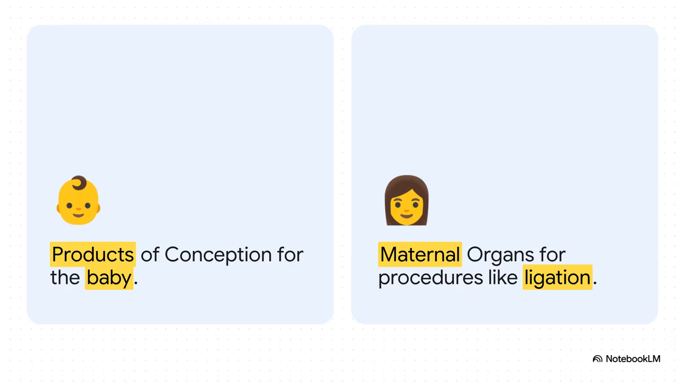But let's say the surgeon also does a tubal ligation. Now you're working on the maternal organs. That jumps you all the way over to Section 0U for the female reproductive system, using root operations like occlusion or resection. Same patient, same surgery, totally different body systems.